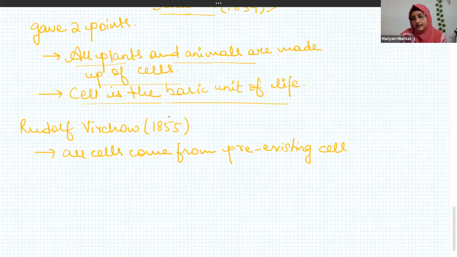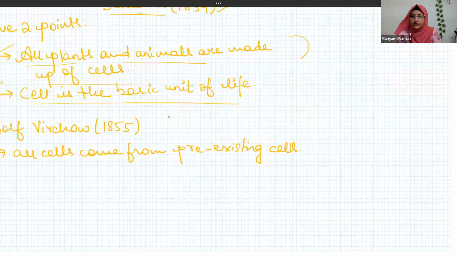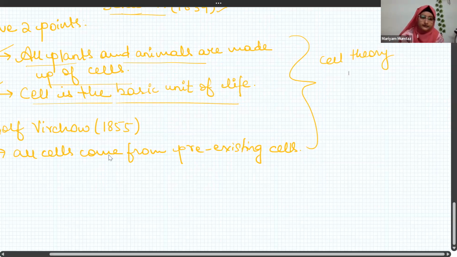Pre-existing cells. Okay. Rima, did you write it down? Yes. So now see, point number 1, point number 2, and point number 3. All of these 3 made the cell theory. This is what the cell theory states. Now, the question I would give here. Okay, write down the question.